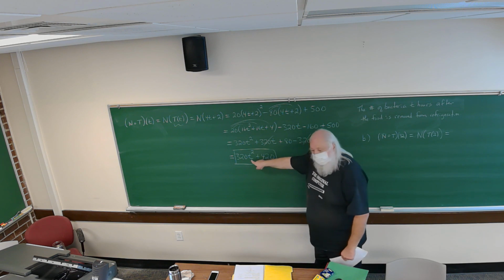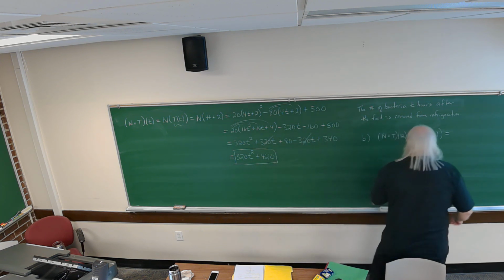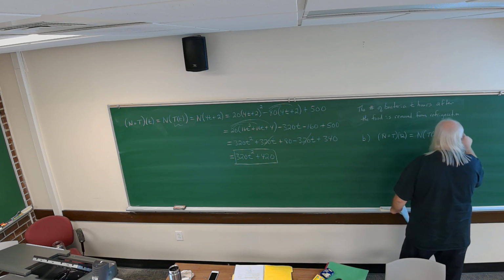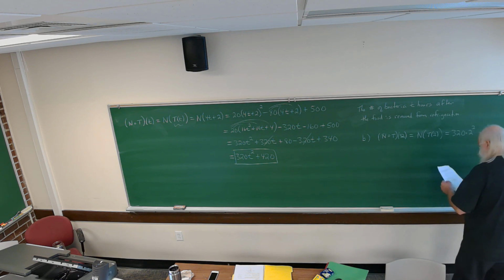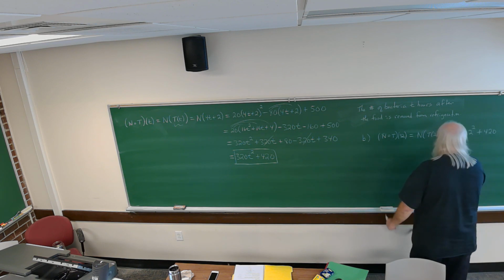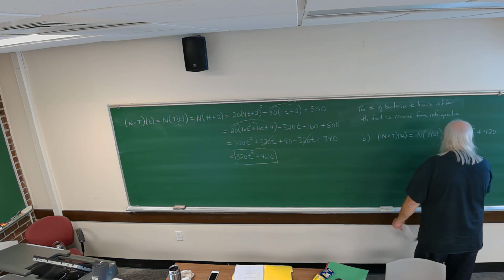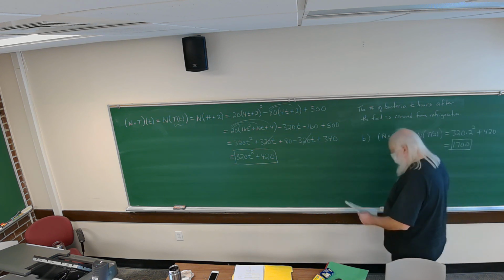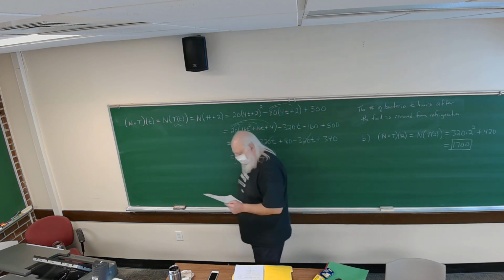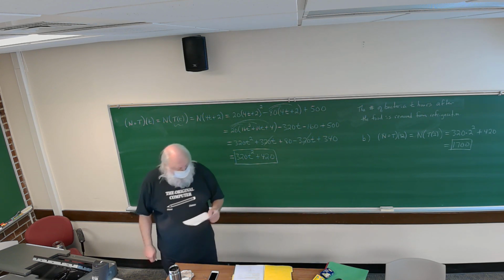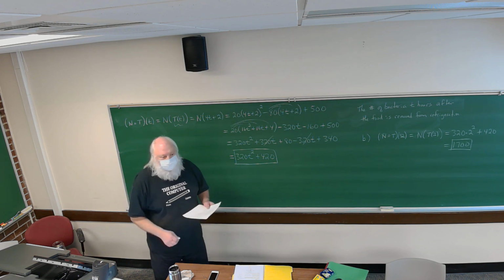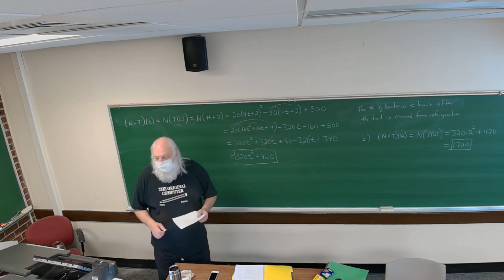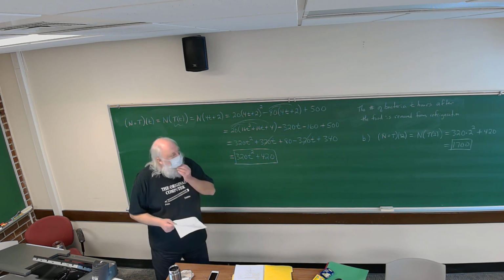So we just put in 2 for little t here. And we have 320 times 2 squared plus 420, which is equal to 1,700. So 1,700 is the number of bacteria in the food when little t equals 2 hours, 2 hours after it's removed from refrigeration. Any questions on that?